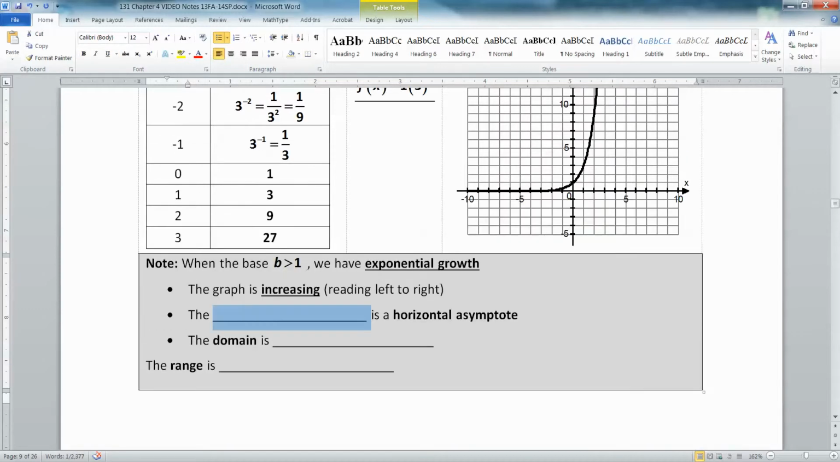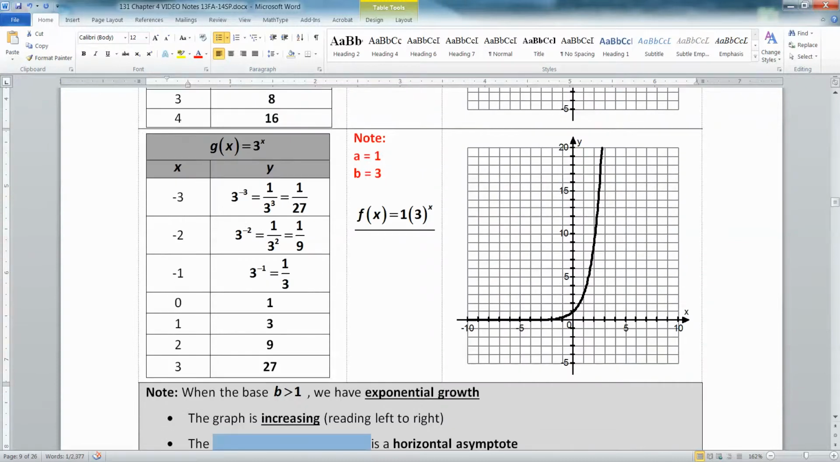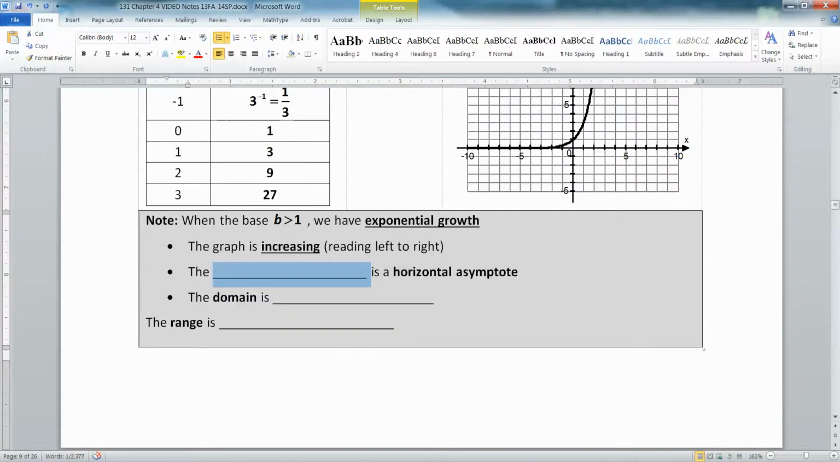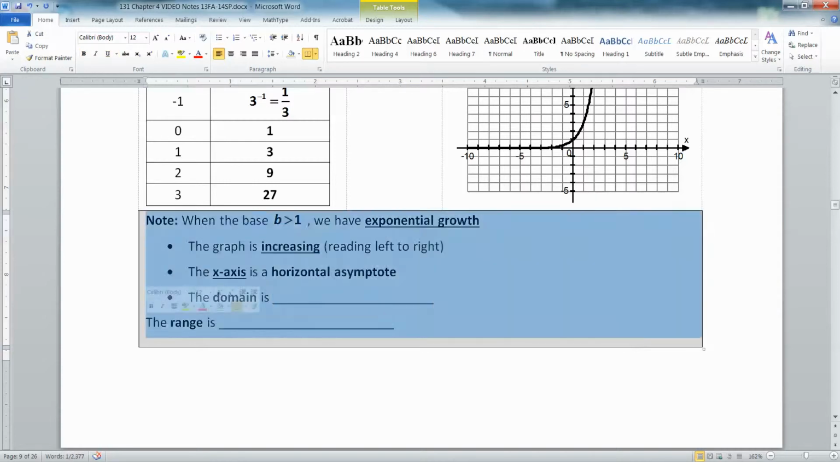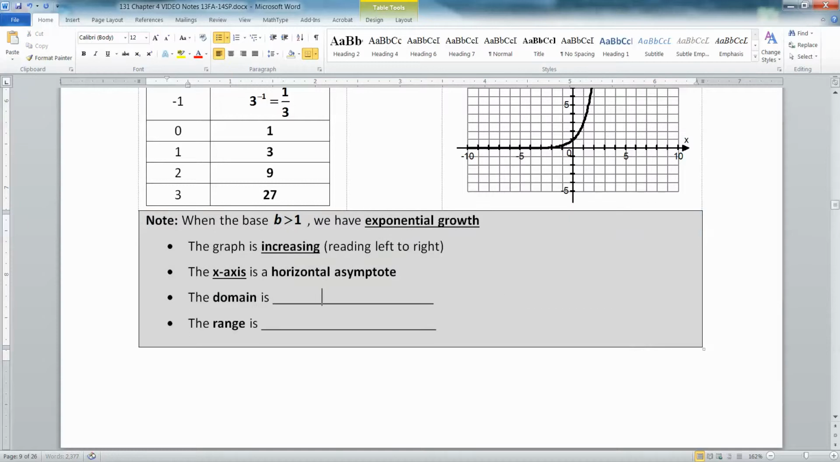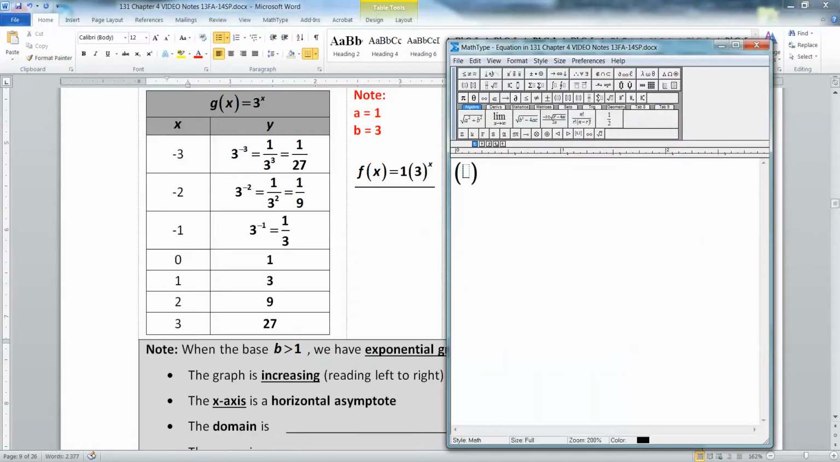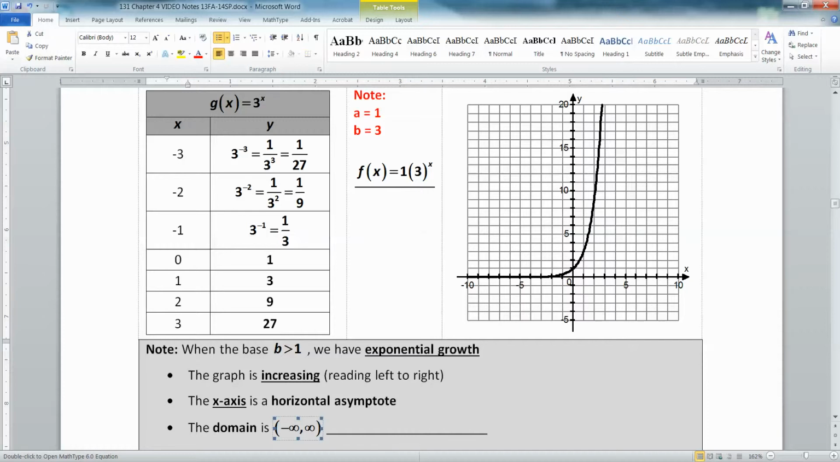The blank is a horizontal asymptote. Well, that's what I was talking about earlier. These functions are getting closer and closer to 0, but they're never touching. So the x-axis is a horizontal asymptote. The domain is all possible x's, so inputs, as it were. That is negative infinity to infinity, aka all real numbers, right? That is your domain.